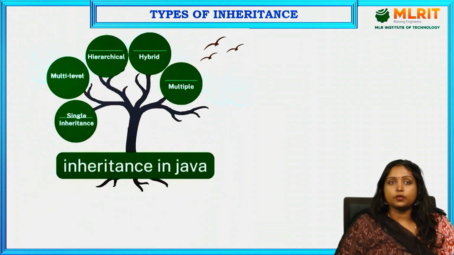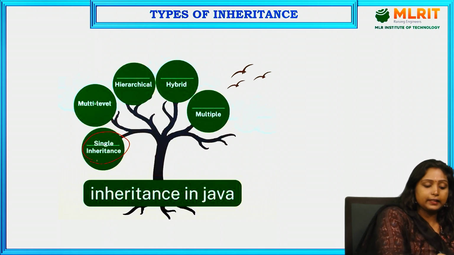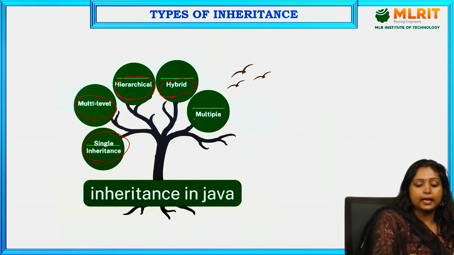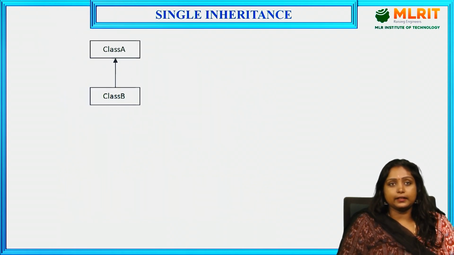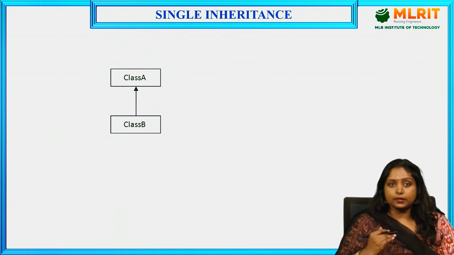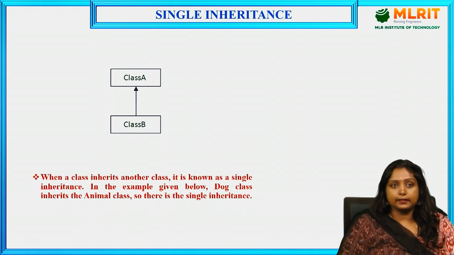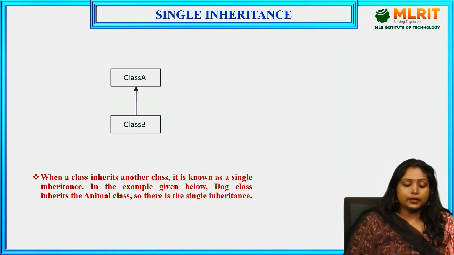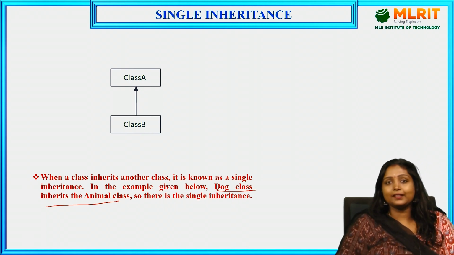Coming to types of inheritance, you have 5 types of inheritance. One is single inheritance, multi-level inheritance, hierarchical inheritance, hybrid inheritance as well as multiple inheritance. Coming to single inheritance, if a child class acquires the properties from a parent class, it is known as single inheritance. So, when a class inherits another class, it is known as single inheritance. For example, the dog class inherits the animal class. Dog is also an animal. So, it's a single inheritance.